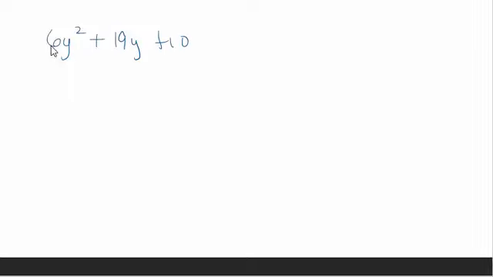And I want a more outlined or concrete approach. So what I'm going to do is first multiply a by c, or 6 by 10. So I'm going to get 60, and I'm going to find factors of 60 that add to give me 19. I think 15 and 4 will work. And so we're going to replace 19y with 2 new terms that will add to give us 19y.